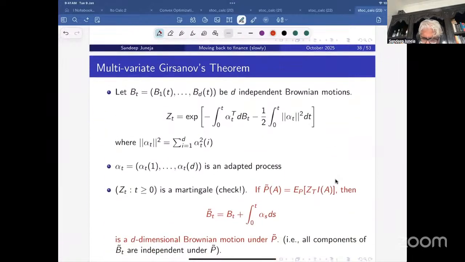So today we'll have a multivariate Girsanov's theorem. It's exactly the same thing. So we have D independent Brownian motions. We come up with Z of t as follows.